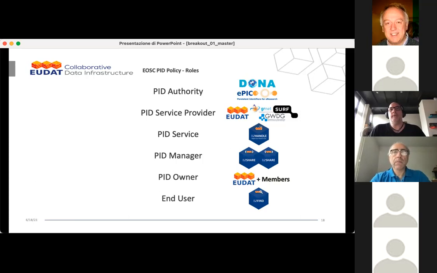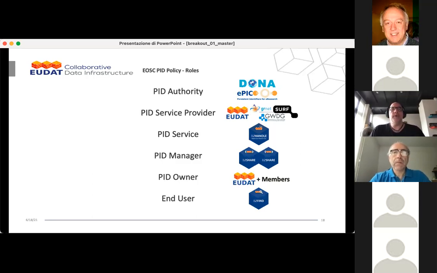But we are a PID service provider. EUDAT is a PID service provider, but relies on partners who actually run and operate the service. My own organization is one of those service providers. The PID service which we provide is Beta Handle. The PID managers are mostly the services that do the registration and minting of the PIDs. For this, we have B2Share and B2Safe.